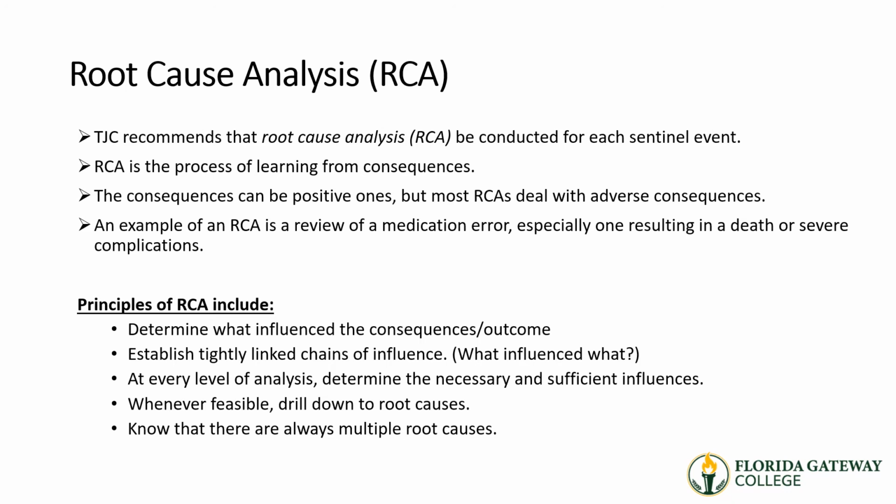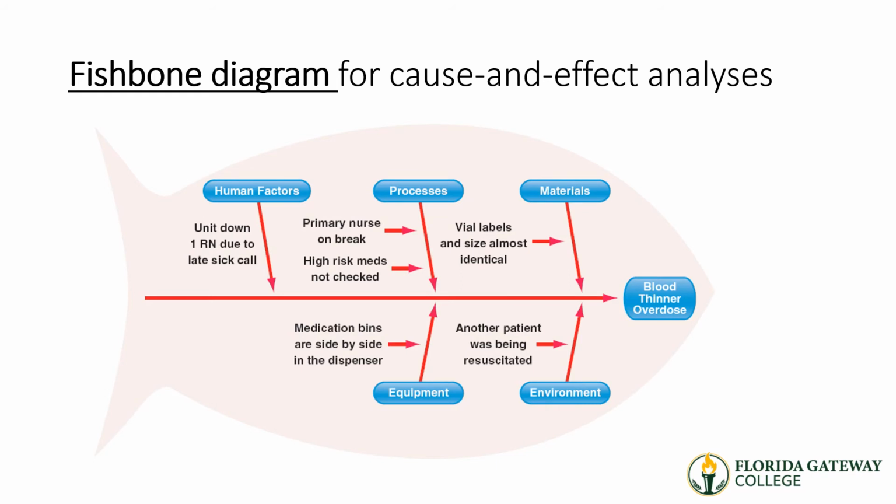The root cause analysis determines what influenced the consequences, what happened, what caused this outcome. It establishes a very tightly linked chain of influence, and this influence means what caused what, basically. And it will usually drill down to the root cause of what really happened and why. And with most adverse events, there are usually multiple root causes. It's not just one simple thing or one breakdown. So there can be several breakdowns or cause and effects of adverse events.